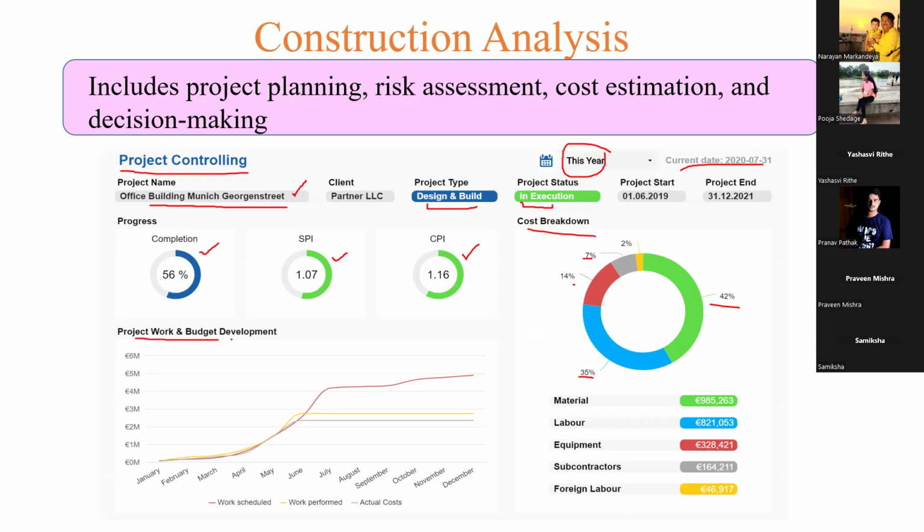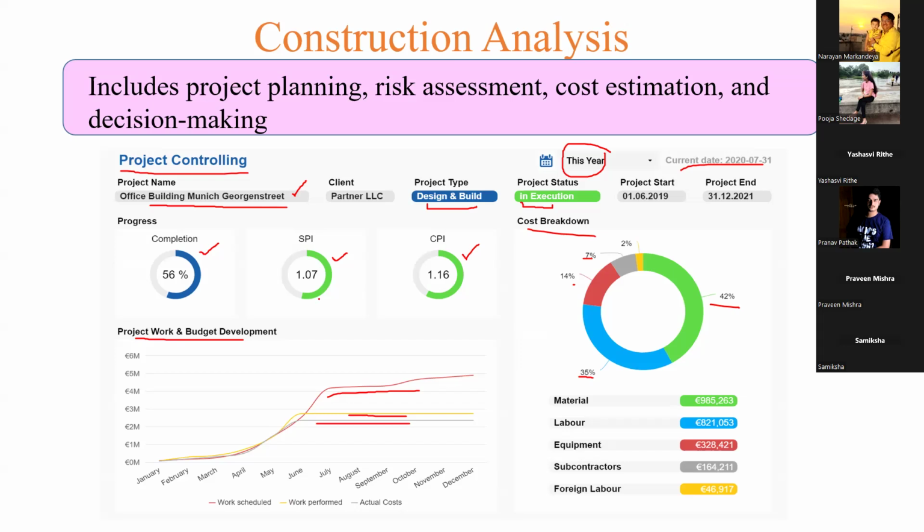And for project work and budget development, you can see month wise from Jan to December, how much work is scheduled. Work scheduled is a bit more, and work performed is below that. And actual cost is something like this. So work scheduled is near about between 4 to 5 million, but completed is near about 2.5 to 3 million. And the actual cost is something like 2.3, 2.4 million. Okay. So likewise, we can use this dashboard to take some decisions with respect to construction also.